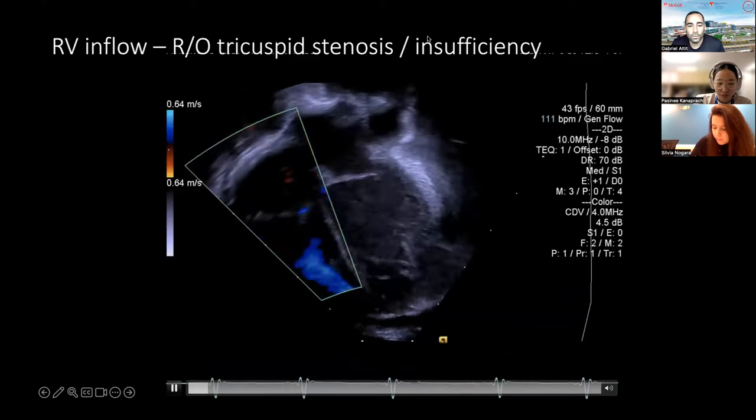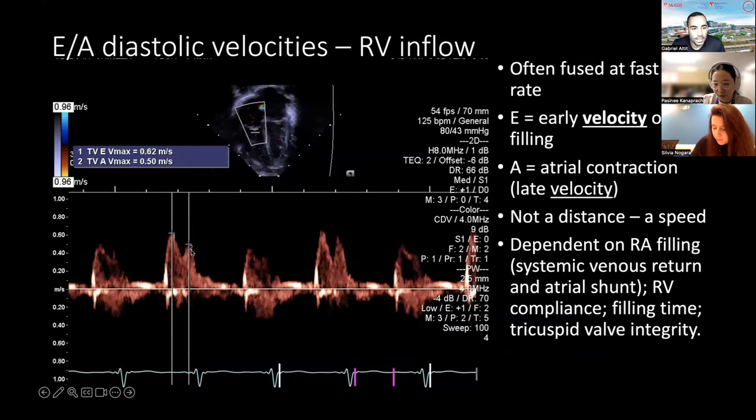So we do the same. We put color on the RV inflow and we do the same. We do the E on the A and we can do the ratio as a marker of RV compliance. Same thing, the early phase of filling, the active phase or the atrial kick. And obviously this depends also on how the right atrium is filling, which is dependent on the systemic venous return. It depends on the RV compliance, on the filling time, on the tricuspid valve integrity. So this marker can be affected by many things, but it's often something, at least at the research level, that we're going to acquire and evaluate so that we can quantify this in certain disease states to see if there's a signal of difference.